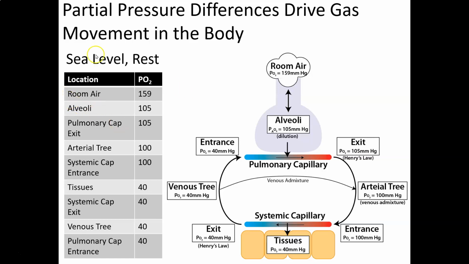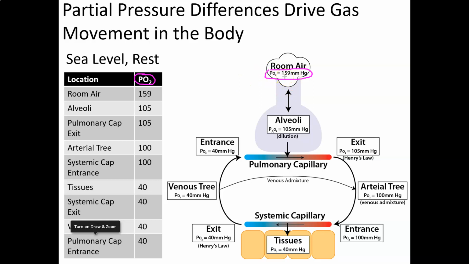So let's look at the condition for oxygen. So see the PO2 up here. That means the partial pressure of oxygen. So again, looking at the PO2 up here, the partial pressure of oxygen, in room air is 159. So we see that right here, room air, the PO2 is 159 millimeters of mercury.